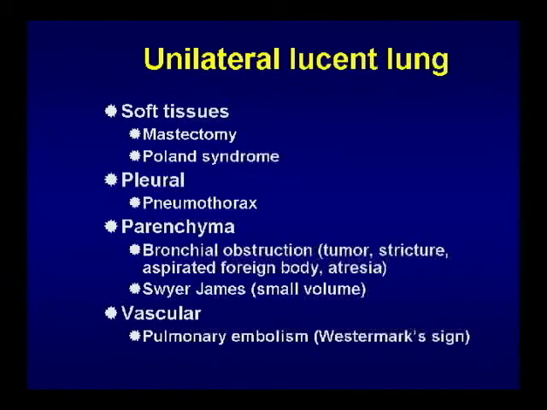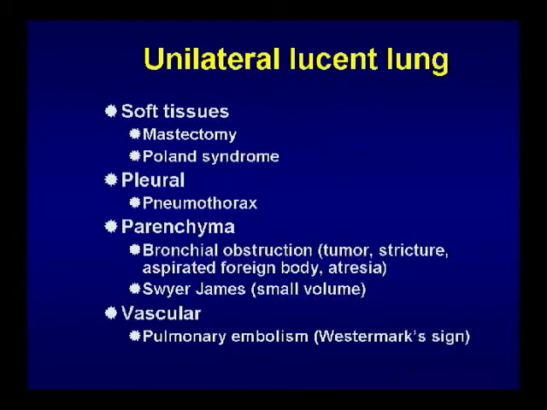But most of these are going to be some sort of parenchymal abnormality, and what those all have in common is they typically are bronchial obstruction, and you get air trapping, or abnormal perfusion distal to an endobronchial obstruction. And that obstruction may be from tumor, maybe from stricture, maybe an aspirated foreign body, or it may be atresia where the bronchus is congenitally narrow or congenitally absent. And then particularly if it's small in volume, think of Swyer-James syndrome.